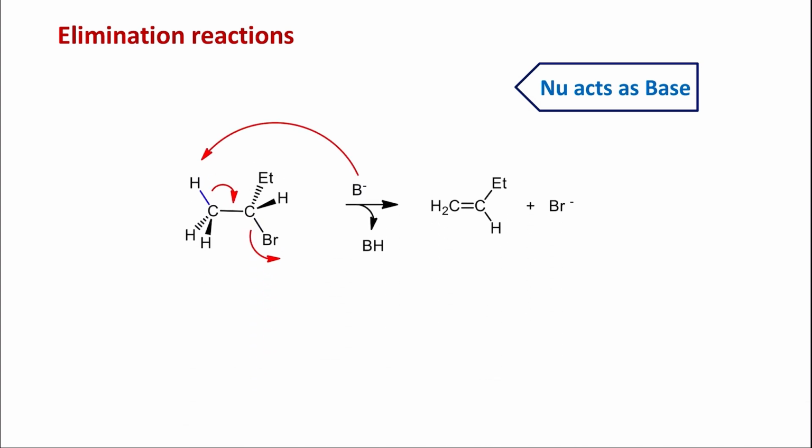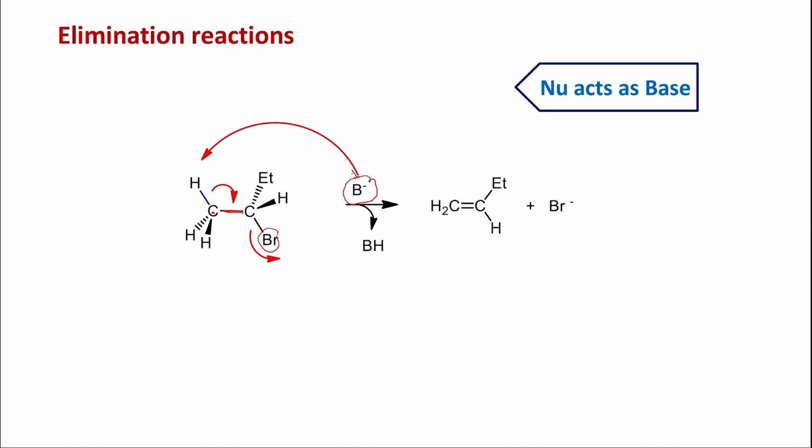The other type of reaction is the elimination reaction. In these reactions, the nucleophile that we have been using before will now act as a base, not as a nucleophile. The mechanism of the reaction is also very simple. We have the base, and the B here refers to the base. The base will attack the hydrogen on the carbon adjacent to the carbon that has the halide.